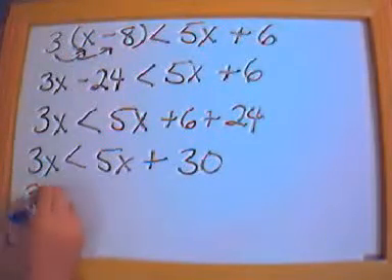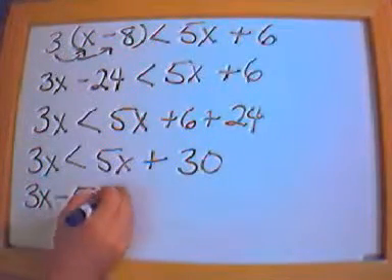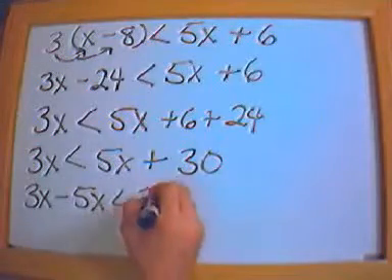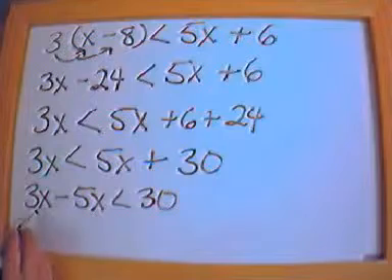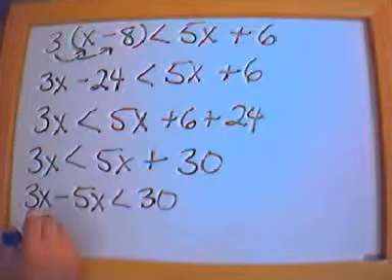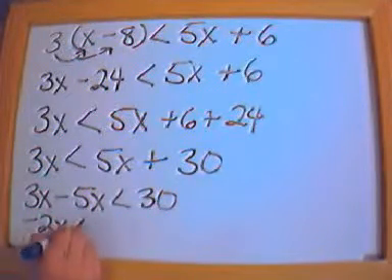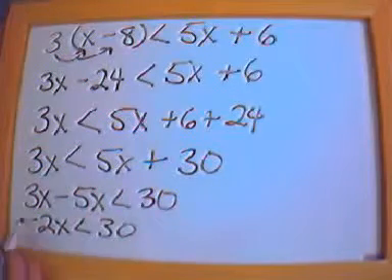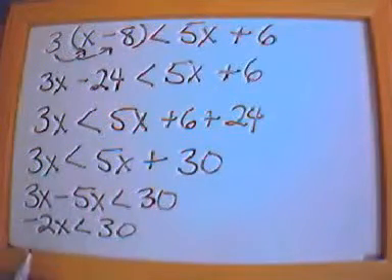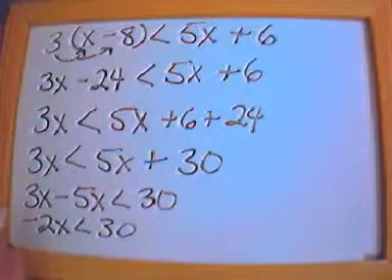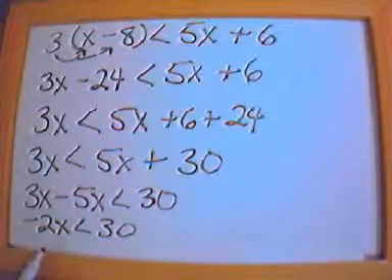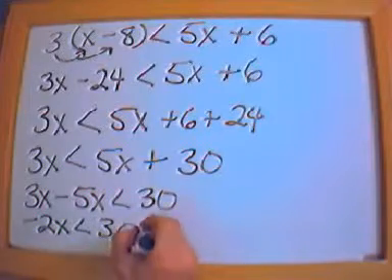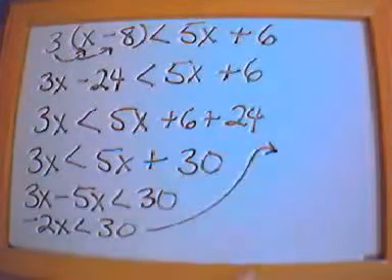So I've got 3x minus 5x less than 30, because on the right 5x minus 5x is 0. So continuing, 3x minus 5x is negative 2x less than 30. Because the bigger number is negative, so it's going to be negative. 5 minus 3 is 2. And you've got to carry the x's through. Okay? And then the final thing is, I'm just going to continue this right there.